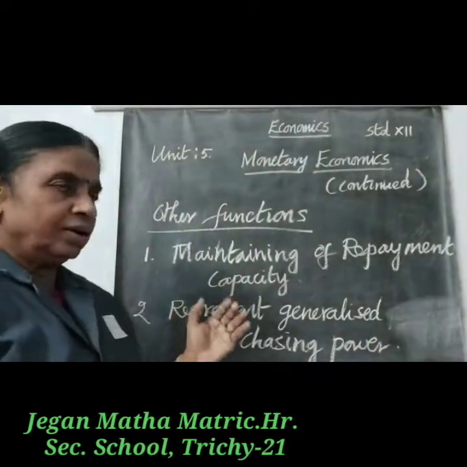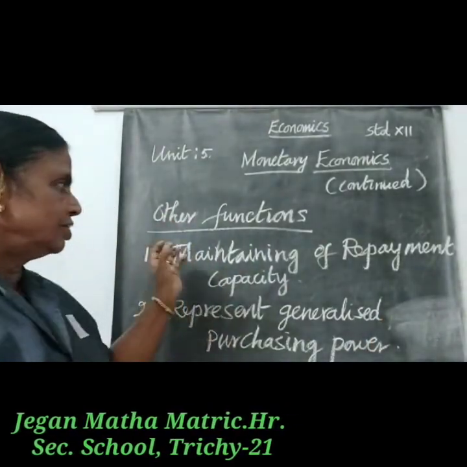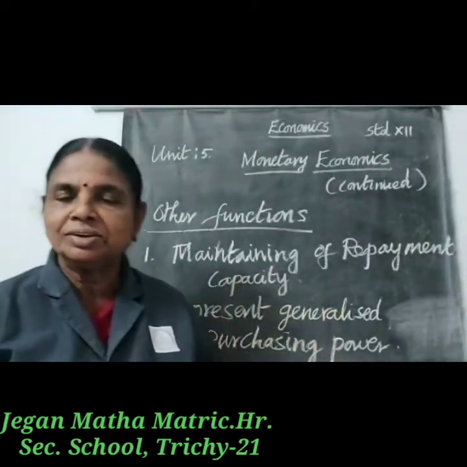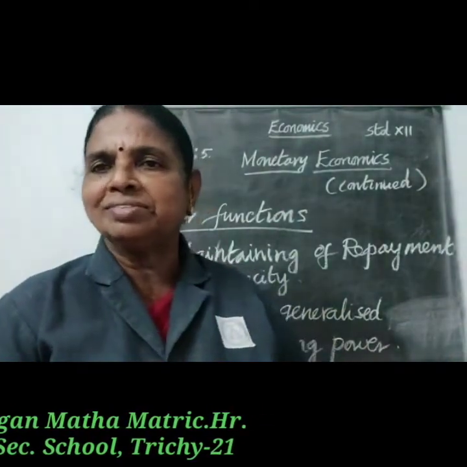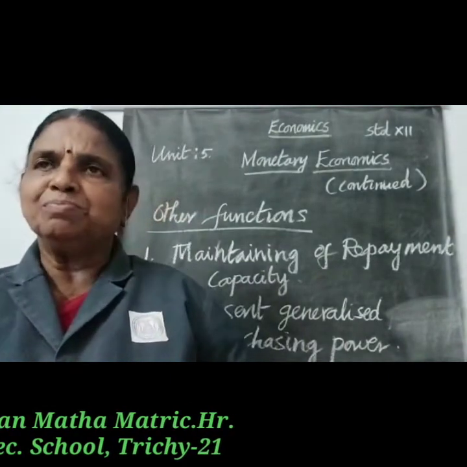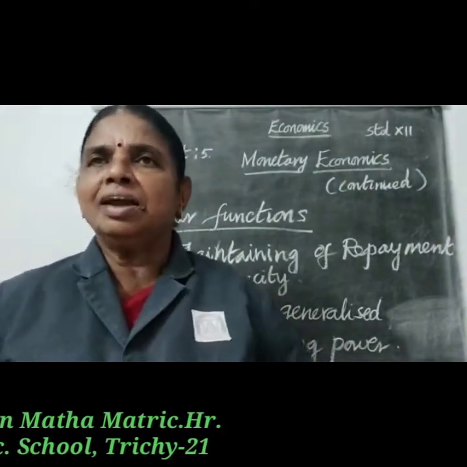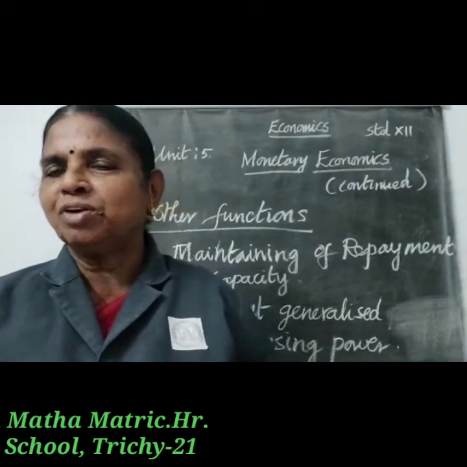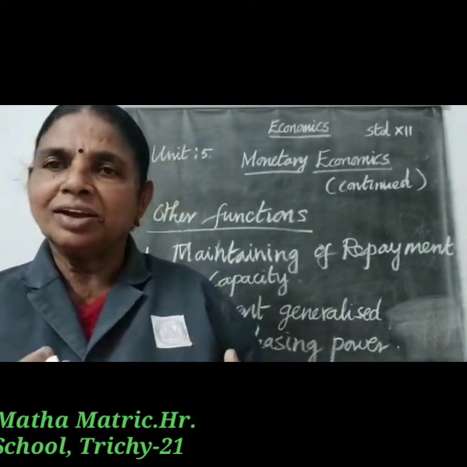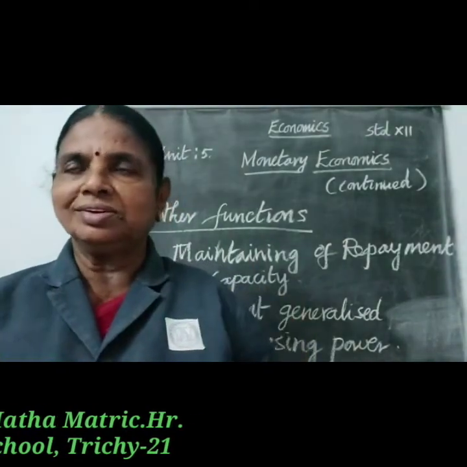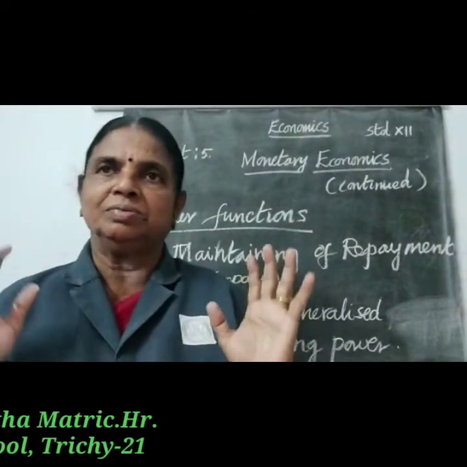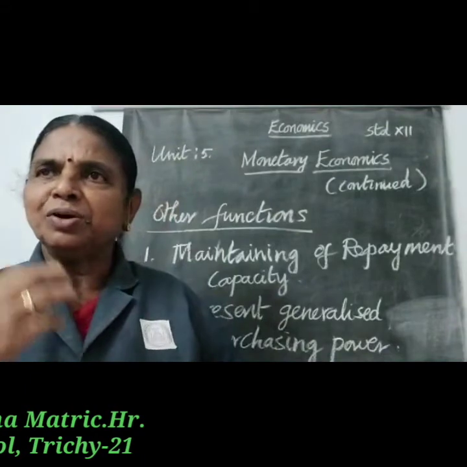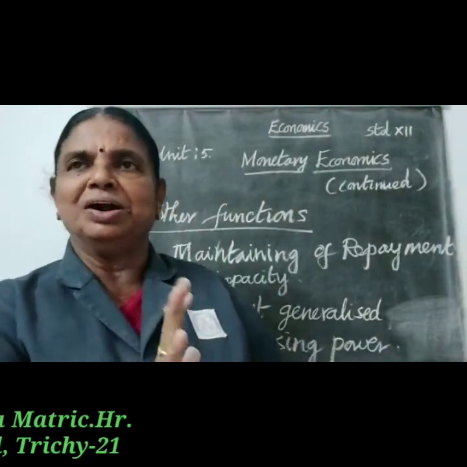So, under other functions, first we learned that it maintains the repayment capacity. All the firms, industries, including government, banks and life insurance companies, keep a certain amount of liquid money as their asset. So, that is the first thing. Second, money represents generalized purchasing power. Purchasing power kept in terms of money.